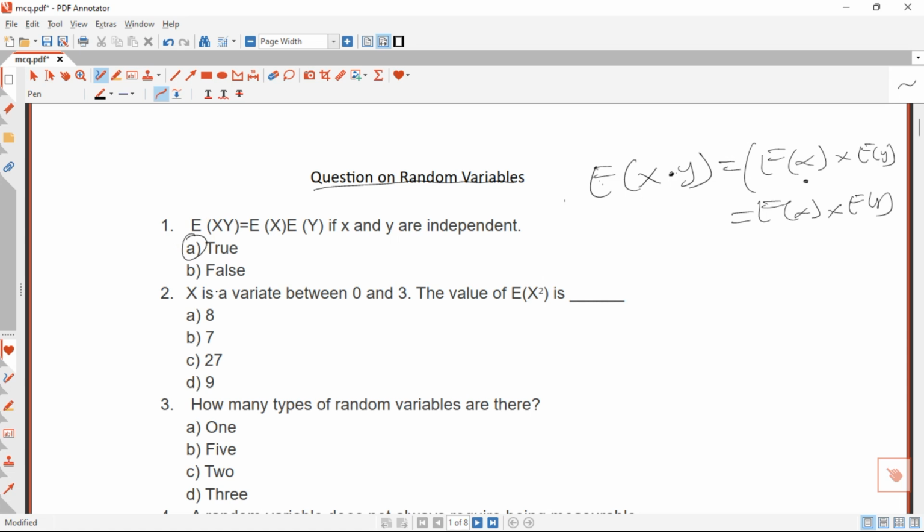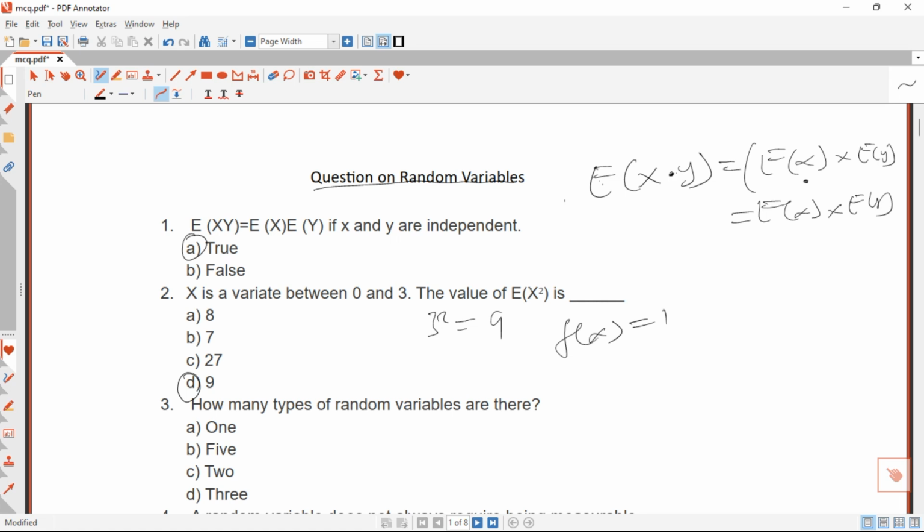It said x is a variant between 0 and 3. The value of x squared is asked. It's just lying between 0 and 3, and if you put x to be 0, you are going to get 0. But when you put x to be 3, you are going to get 3 squared, which will give us 9. So our answer here is 9. Or we can just assume that our f of x is equal to 1. This is a continuous random variable.